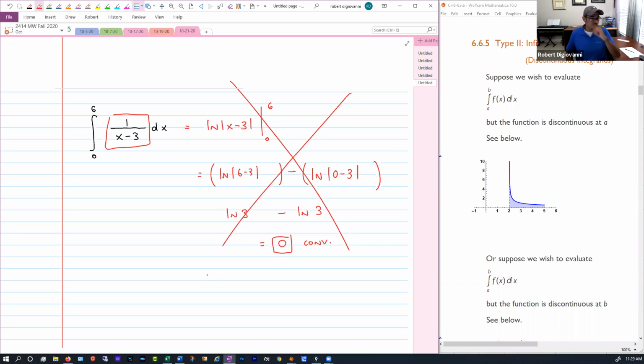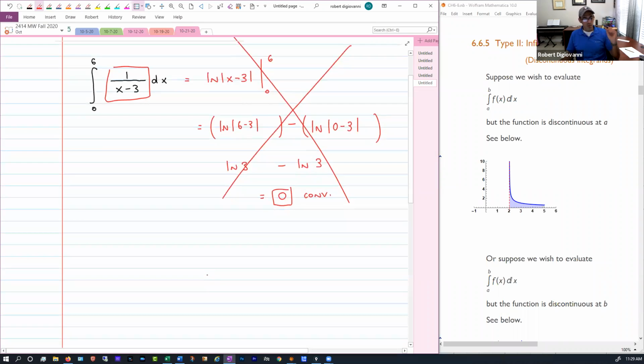So we have an issue here, all right? This is what makes type 2s dangerous: sometimes you don't see that there's an issue when there is, and then you do what I just did, and then it's all wrong. So what we have to do here is draw our number line, 0 to 6, identify where we have a problem at 3, and I hope everyone's clear that at 3, this thing is undefined. You can't plug 3 in here, you get division by 0, which is not okay.